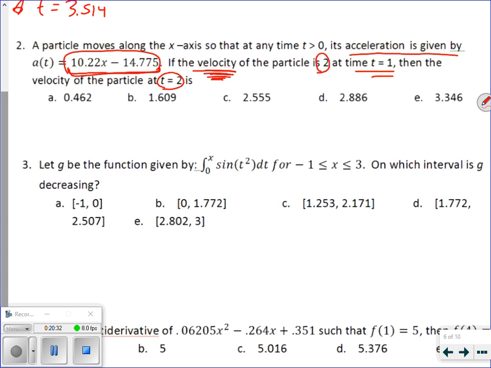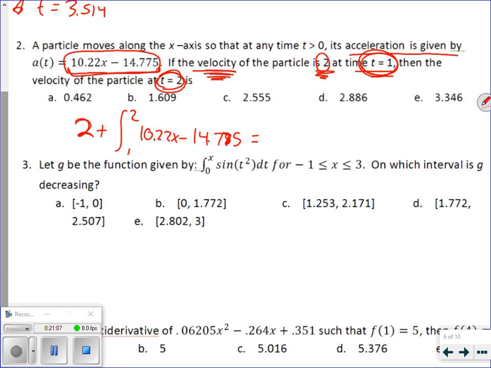You start off with your initial value. We're starting off at time equals 1, it's 2. So I'm going to put 2 plus. So if I have my velocity at time equals 1 to be 2, if I want to know it at time equals 2, I need to know what my accumulation of velocity has changed from 1 to 2. So how you do that is you're going to write the integral from 1 to 2 of my acceleration function. Which you have to do a little bit of math here.